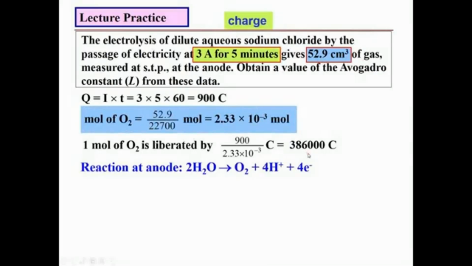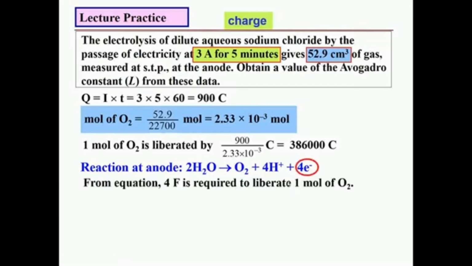At the anode, oxidation occurs, water is discharged to give oxygen gas. This is the half equation, which you can get from the data booklet. From the equation, 4 Faraday is required to liberate 1 mole of oxygen. And from the data given, 1 mole of oxygen is liberated by 386,000 coulomb. So the charge on 4 Faraday is therefore equal to 386,000 coulomb.